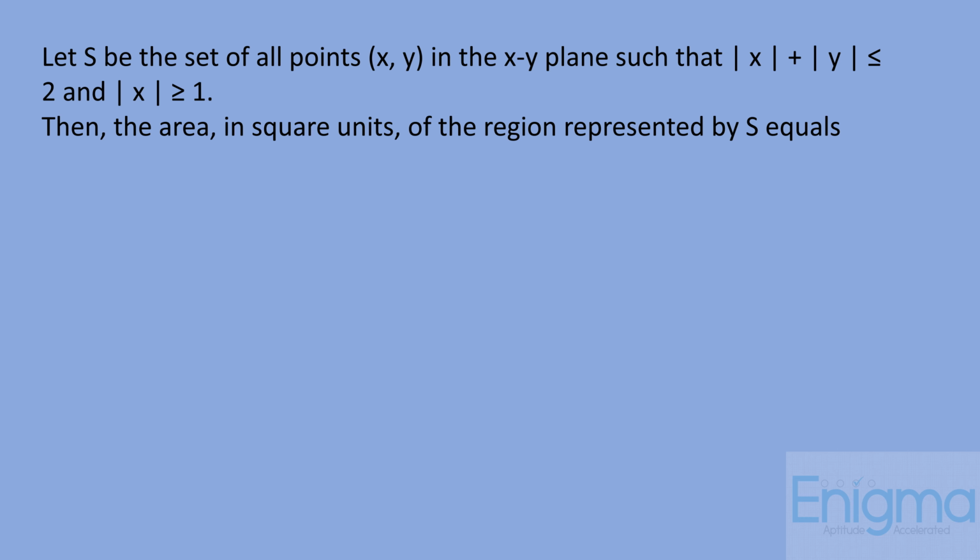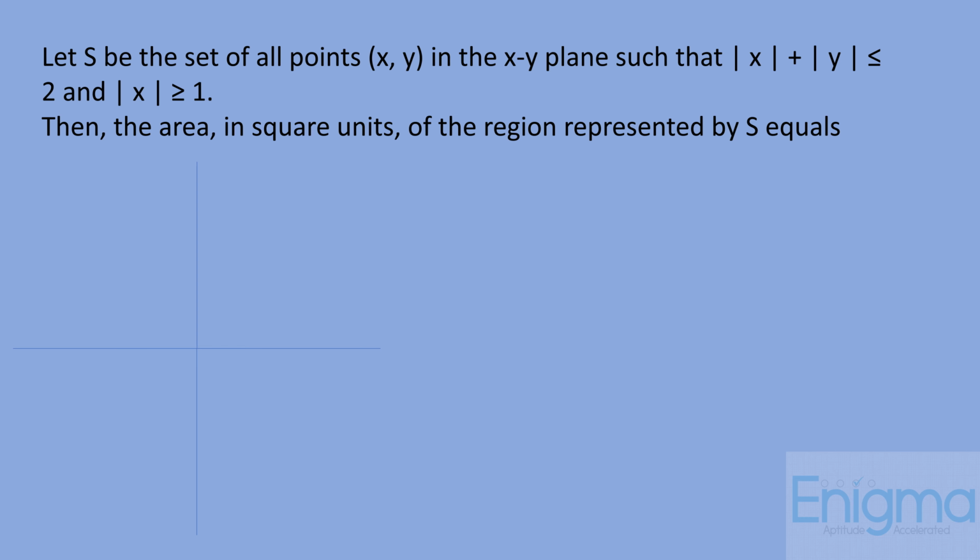Let S be the set of all points (x, y) in the xy plane such that |x| + |y| ≤ 2 and |x| ≥ 1. Then the area in square units of the region represented by S equals. Again, this is a theta type of question, which means type in the answer.